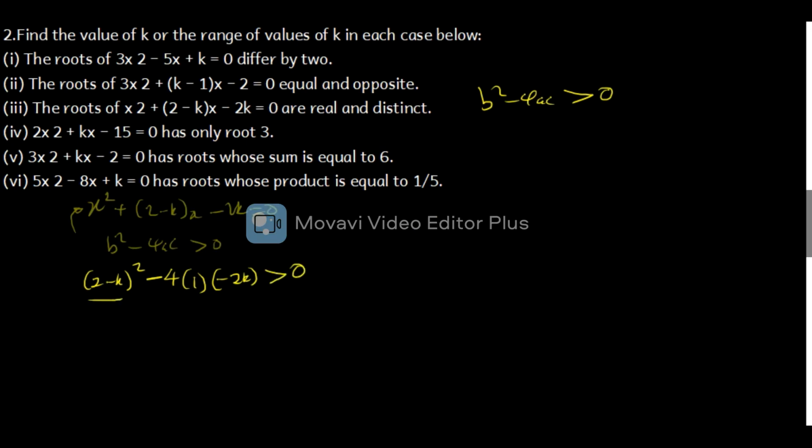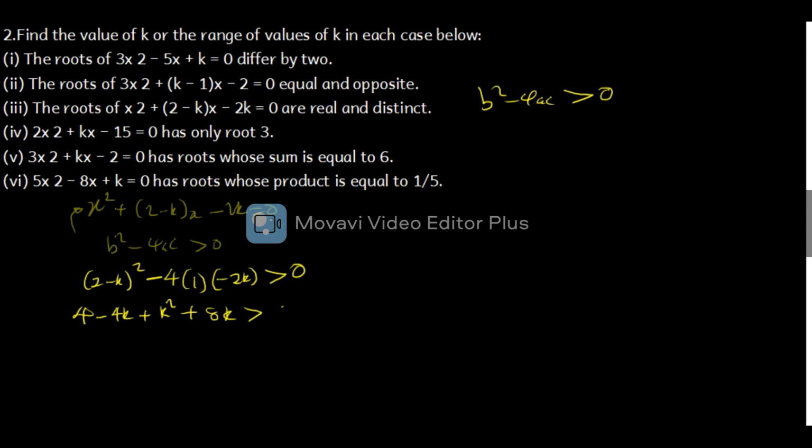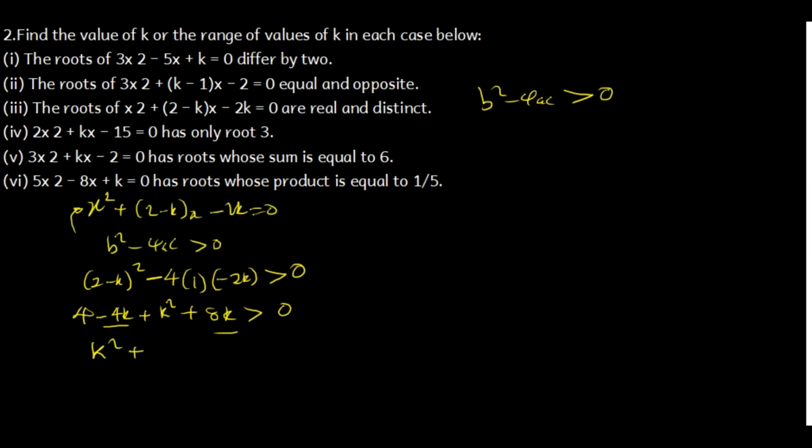So if we expand this, 2 minus k squared is going to give us 4 minus 4k plus k squared. If we multiply negative 4 by negative 2k, we are going to get positive 8k, and that is going to be greater than 0. So I can add these, and we are going to have k squared, negative 4k plus 8k, which is positive 4k, and then plus 4, and that should be greater than 0.